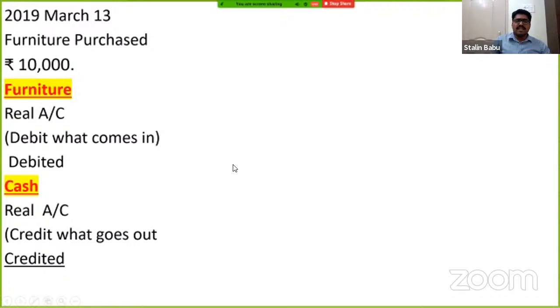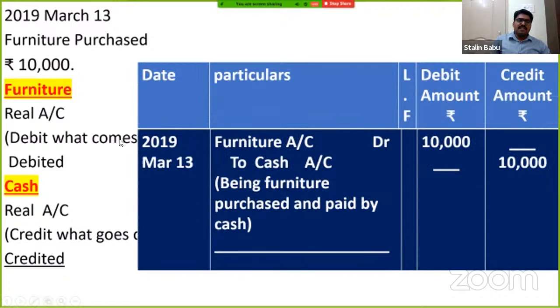So let us post it in the journal book. What is the date? March 13. The entry is furniture account debit to cash account. Being furniture purchased and paid by cash. So what is the amount? 10,000. Write 10,000 in the debit amount column and 10,000 in the credit amount column against their accounts. After that, draw a straight line in the particulars column.